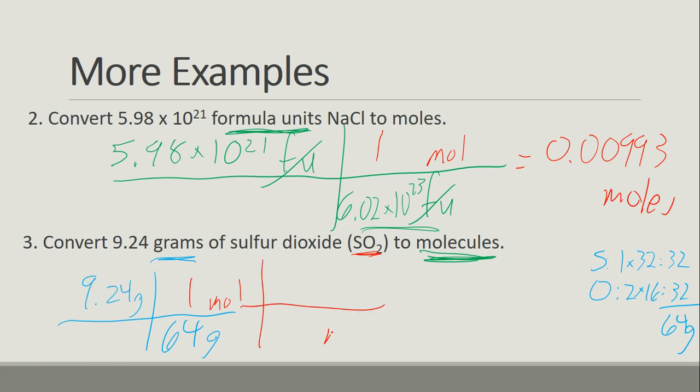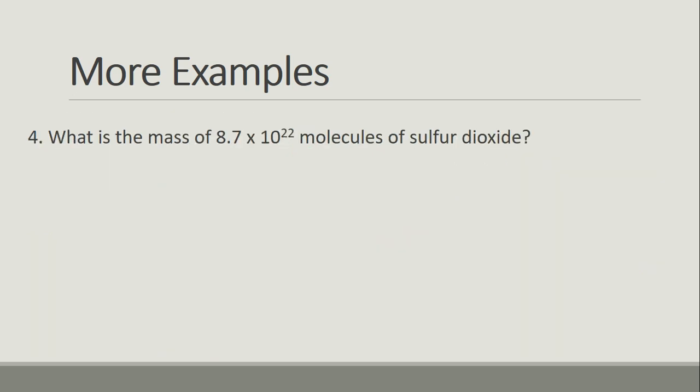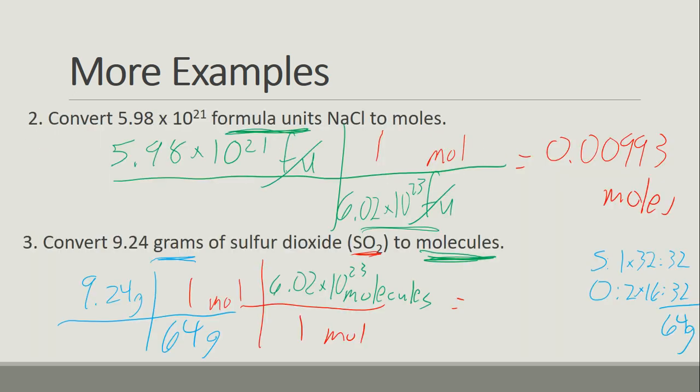That's pretty good, but now I got to get out of moles and get to molecules. And in order to do that, I am going to again use that 6.02 times 10 to the 23rd. So 6.02 times 10 to the 23rd molecules is the amount in 1 mole. And then we multiply all that stuff. So 9.24 times 6.02 times 10 to the 23rd gives us 5.56 times 10 to the 24th. So that's 5.6 times 10 to the 24th.